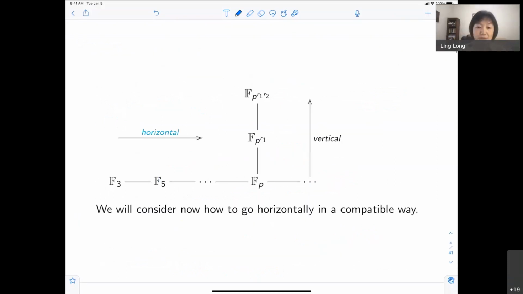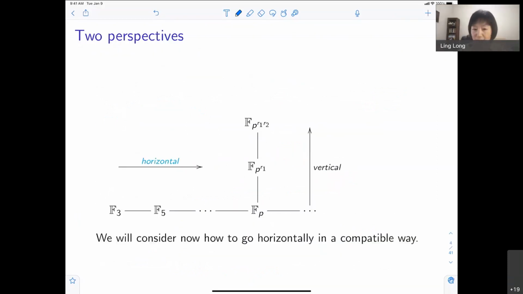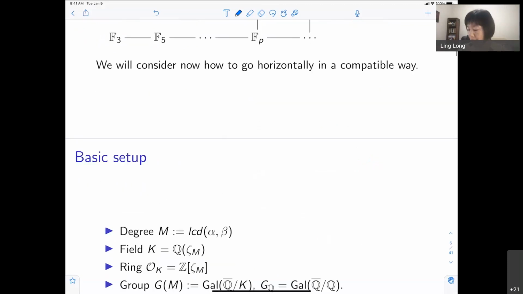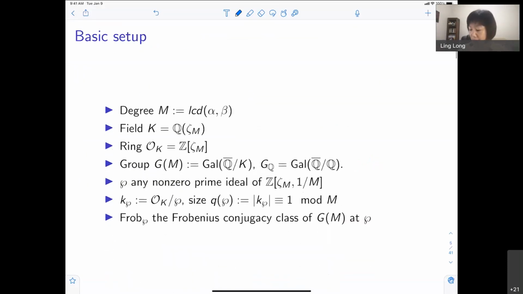So today we're going to see the perspective horizontally. Yesterday we mentioned the vertical perspective, which is basically locally for fixed p, you can build a zeta function. So we're going to go horizontally, and the basic setup will be, again, we consider the least common denominator of a_i and b_j, which is called capital letter M. And the corresponding field will be the cyclotomic field of Q joining a primitive M-th root of unity. The ring is going to be the ring of cyclotomic integers of that degree.